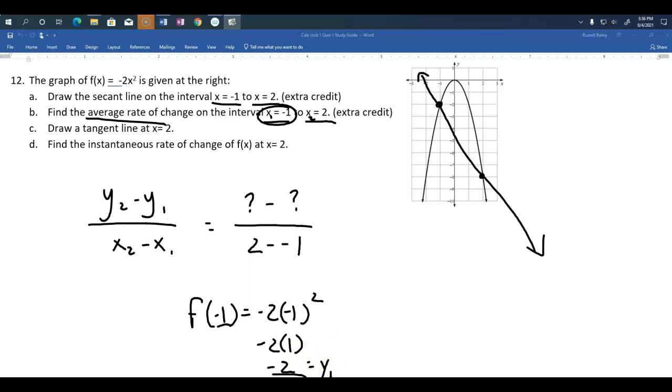Now another way you could tell is just by looking at the graph. At x equals -1, the y value is -2. So I'll plug that into the y1 spot there.